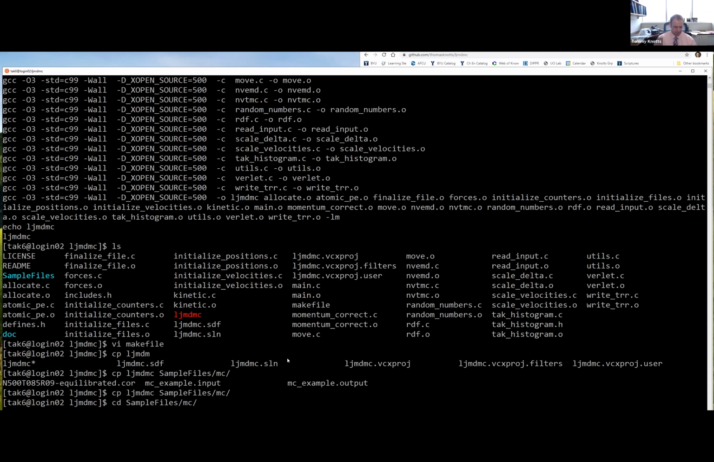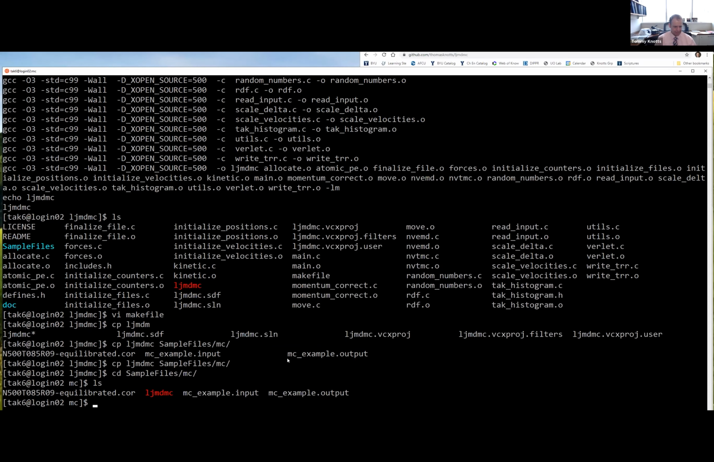Okay, let's go in. cd, change directory. And then if I ls this, you'll see I've got a copy of my executable here. And then I've got a sample input, a sample output, and then also this weird looking named file. So let me explain this. First of all, let's look at MC example.input.